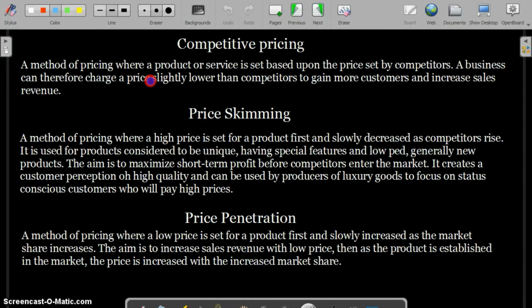Competitive pricing is basically a method of pricing where the price of a product or service is set based upon the price set by competitors. A business can therefore charge a price slightly lower than competitors to gain more customers and increase sales revenue. So in this method, we look at what price the competition is charging, not just our own cost, but also what the competition is doing. It's not like you can add as much profit as you want. No, that's not the case. You have to look at what the competition is allowing, because you want your product to be sold. If your product is priced relatively higher than competitors, people won't buy it, they will go to competitors.